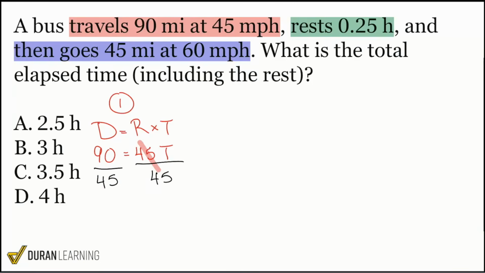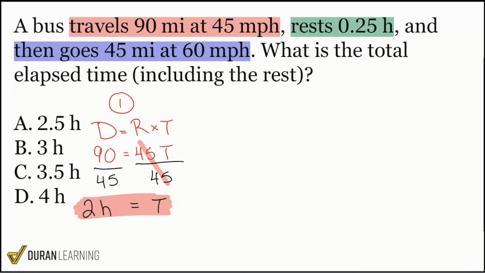And we see that we cancel out on the right side, leaving us with 90 divided by 45. Somebody help me out. What's that going to be? 90 divided by 45? Yeah, that is 2 hours. So right there, everyone, that is the first time period.